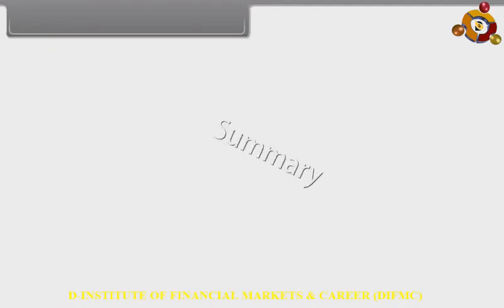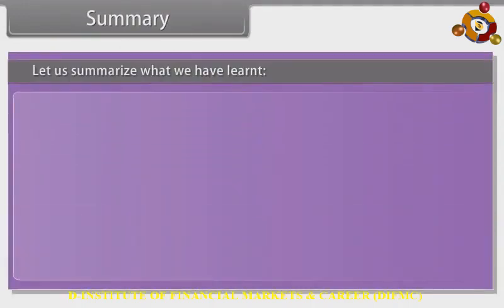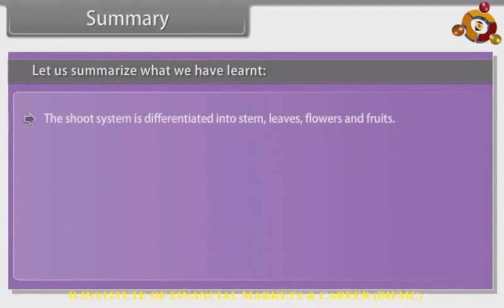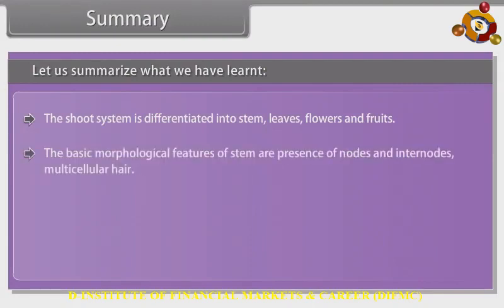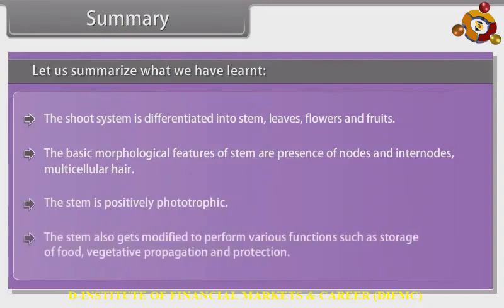Summary. Let us summarize what we have learned. The shoot system is differentiated into stem, leaves, flowers, and fruits. The basic morphological features of stem are the presence of nodes and internodes and multicellular hair. The stem is positively phototropic. The stem also gets modified to perform various functions such as storage of food, vegetative propagation, and protection.